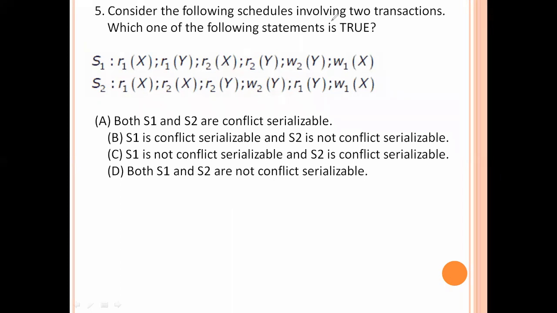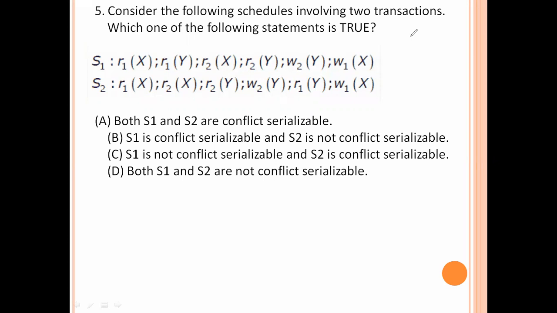Consider the following schedules involving two transactions. Which one of the following statements is true? S1: R1 of X, R1 of Y, R2 of X, R2 of Y, W2 of Y, W1 of X. S2: R1 of X, R2 of X, R2 of Y, W2 of Y, R1 of Y, W1 of Y. Now the question is, which one of the following statements is true?